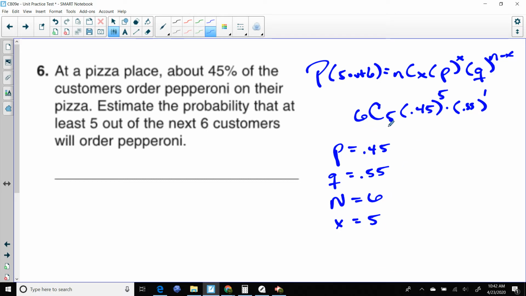So I plug in the n, the x, success rate, number of successes, failure rate, number of failures. The number of failures would be n minus x, which is 6 minus 5. I guess I didn't mention that earlier, but if I have 5 successes, that means I can only have 1 failure. All right, so that's how all that works.